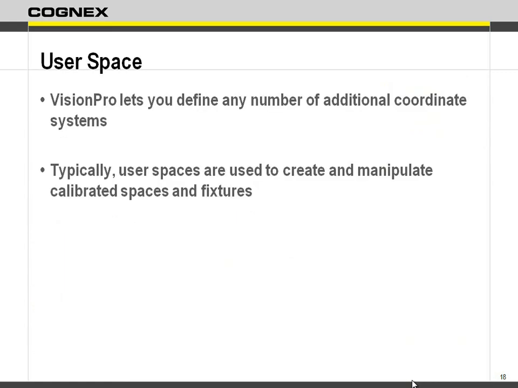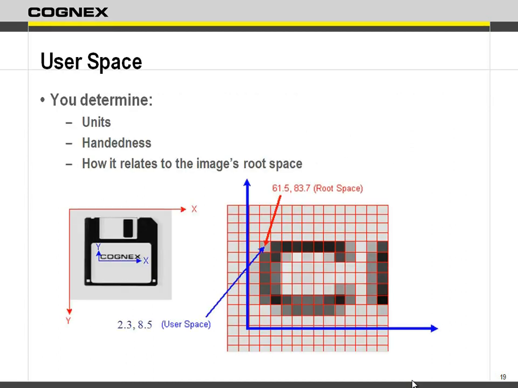With that, you have your root space, that's just the acquisition. You can create your own spaces. And creating your own spaces would create a user space. So you can create what you want to have things based off of. You can determine what units it should be. You can determine what handedness it should be and how it relates to the root space. Because it needs to know, okay, I'm taking the image off this camera. How do I need to transform it? How do I need to alter it so it's going to make sense for what you're asking me for?